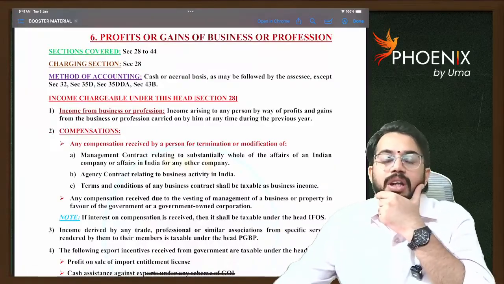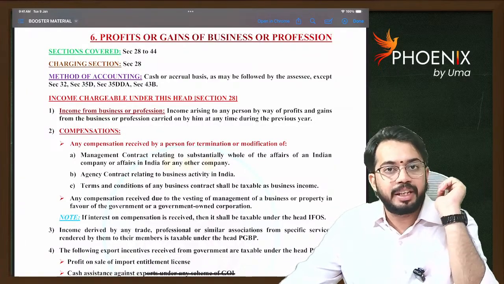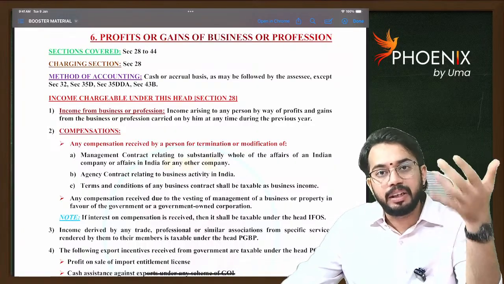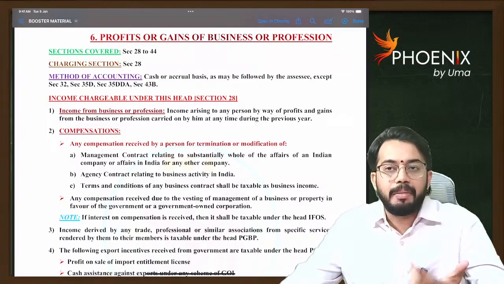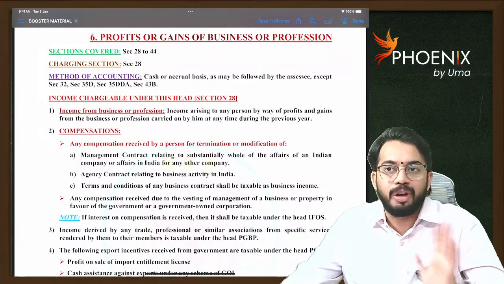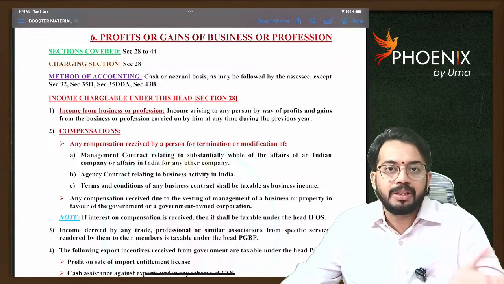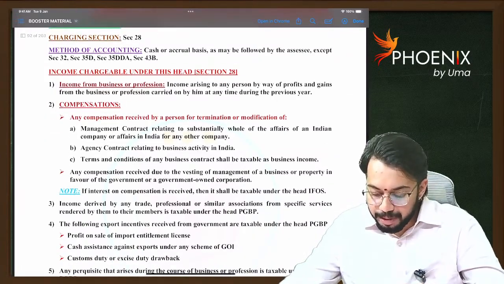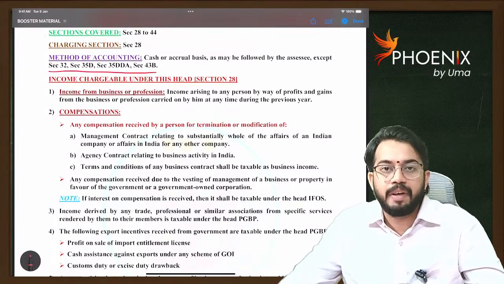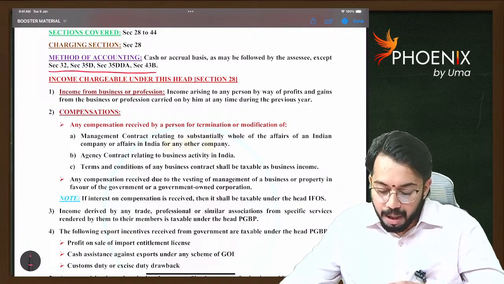Now, what are the sections covered under PGBP? Sections 28 to 44 are covered. The charging section is section 28. Next, what is the method of accounting? The method of accounting is either cash basis or accrual basis as may be followed by the assessee. So under PGBP, an assessee can follow accrual basis or cash basis, except for sections 32, 35D, 35DDA and 43. For these four sections, only cash basis is applicable.